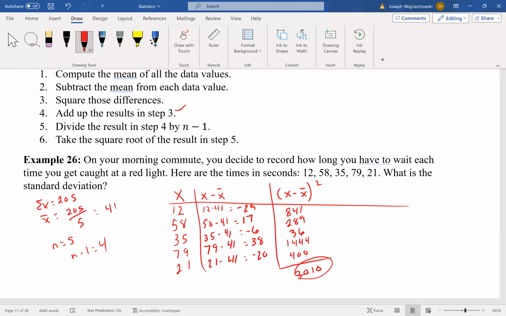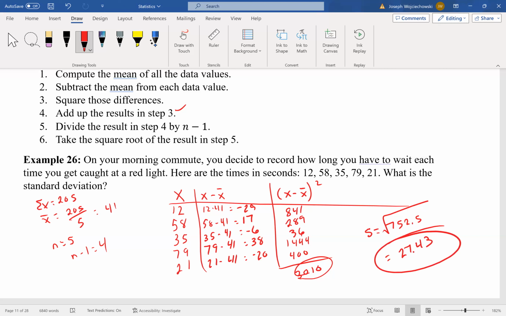So we take our 3,010, divide it by 4, and we come up with 752.5. And our standard deviation is going to be the square root of that, which is, to 2 decimal places, 27.43.